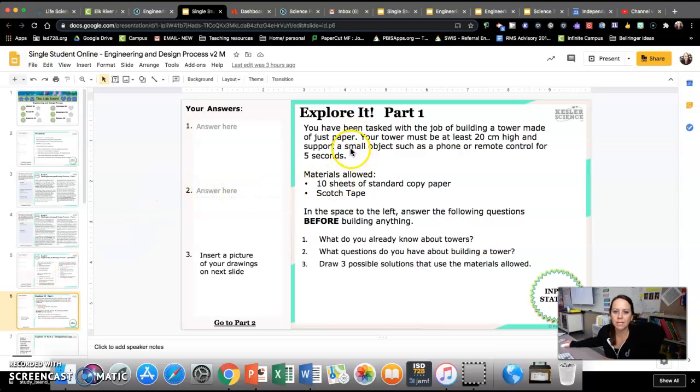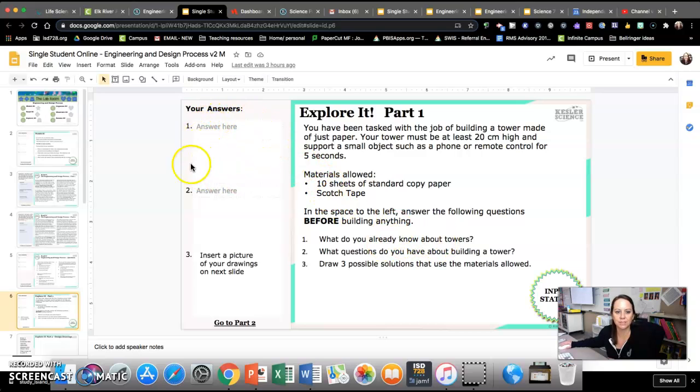Explore It Part 1. You have been tasked with the job of building a tower made of just paper. Your tower must be at least 20 centimeters high and support a small object such as a phone or remote control for 5 seconds. Your materials allowed are 10 sheets of standard copy paper or any paper you have at home and some tape. In the space to the left, answer the following questions before building anything. So what do you already know about towers? I'm going to type that here.